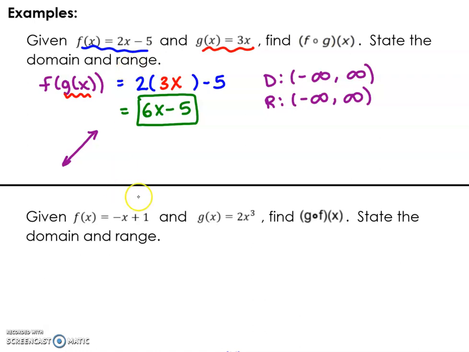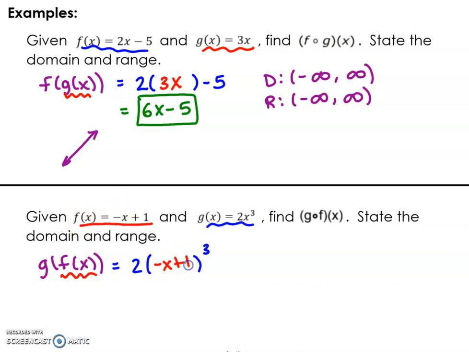Okay, in the second example, again, we have f and we have g, and we want to find g of f of x. So I'm going to rewrite this as g of f of x. And what I'm going to do is, again, my outer function is g. So that's what I'm going to write. So here's my outer function. I'm going to leave a space for where I had x. So everything stays the same in the g function, and we're replacing the x with f of x. So this is going to go in here, negative x plus 1.